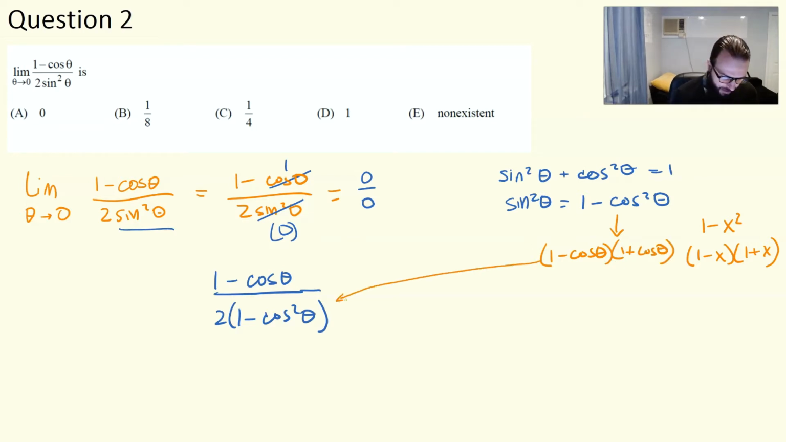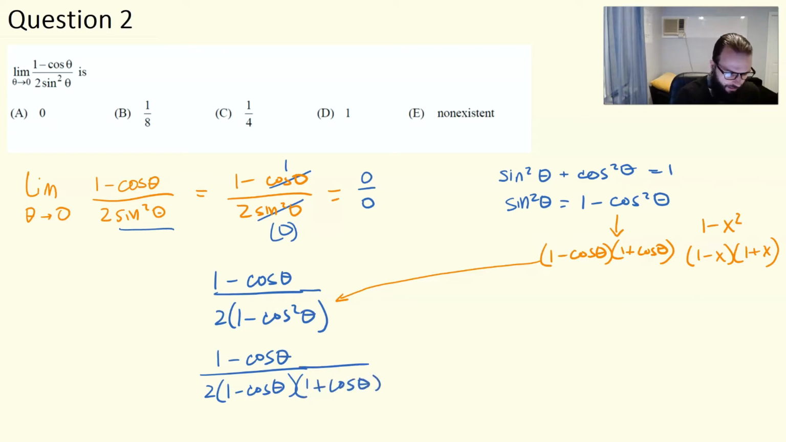So we're going to replace the 1 minus cosine squared of theta with 2 times 1 minus cos of theta, 1 plus cos of theta. And now you can see that we could divide out the 1 minus cosine of theta and be left with a 1 up top. So now we've got the simplified version here, and we're going to take the limit as theta approaches 0 of 1 over 2 times 1 plus cosine of theta.